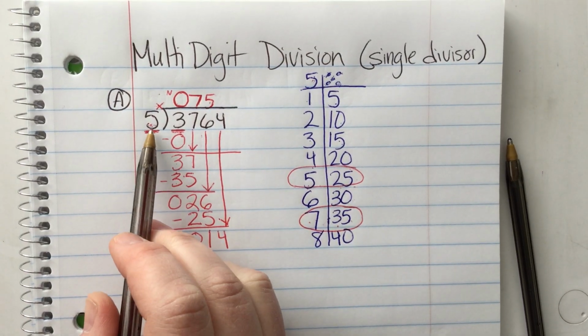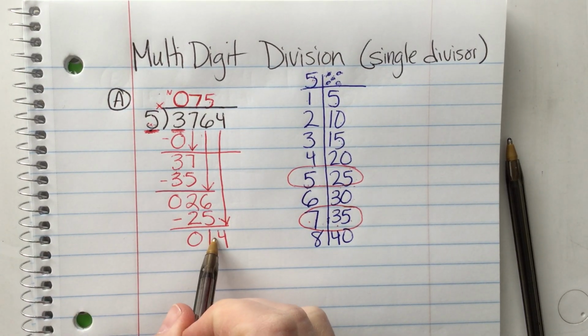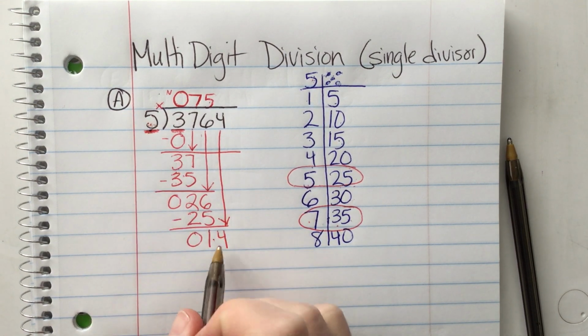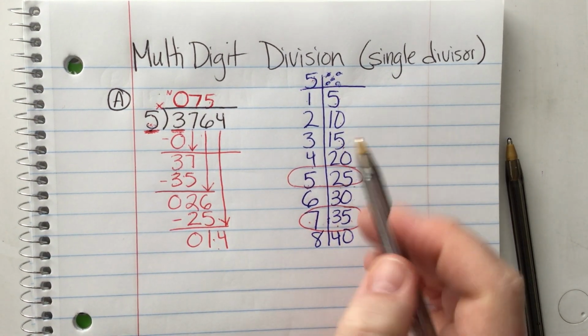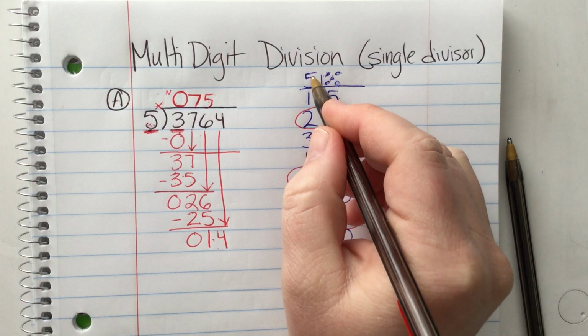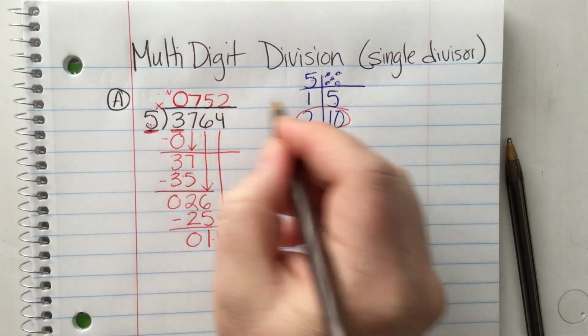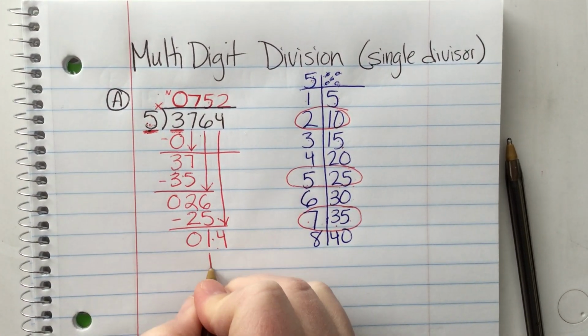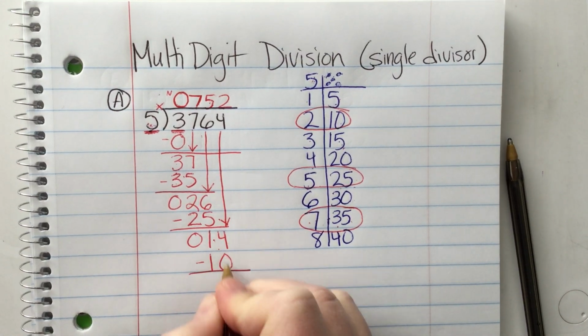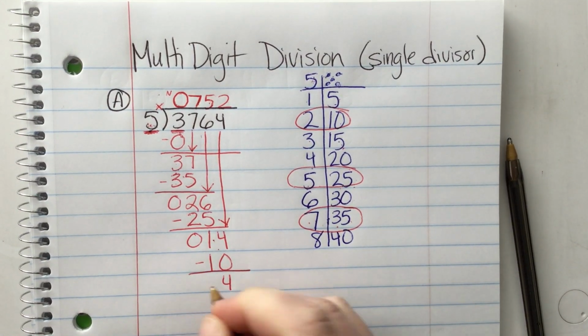Now I'm going to see how many times 5 can go into 14. If I look at my multiples, 15 is too big. So I'm going to go with 5 goes into 14 2 times. And 2 times 5 is 10. I subtract and I have 4 left over.